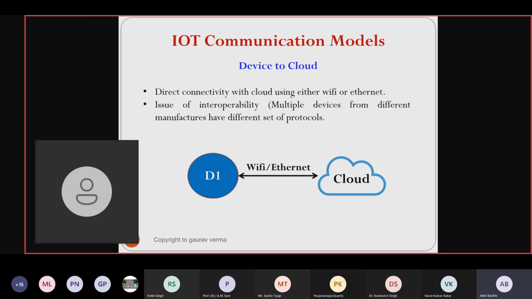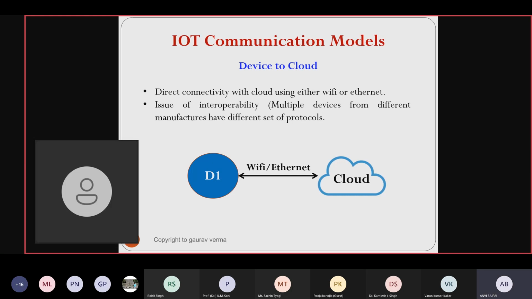Okay, so this is what we call interoperability. Other devices having a different set of protocols cannot be connected using this particular model. Every device should have the same Wi-Fi communication interface or Ethernet communication interface. I have also written it here: multiple devices from different manufacturers have different sets of protocols, and that's why this issue is there.